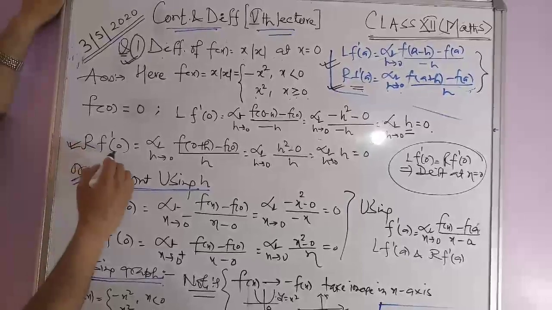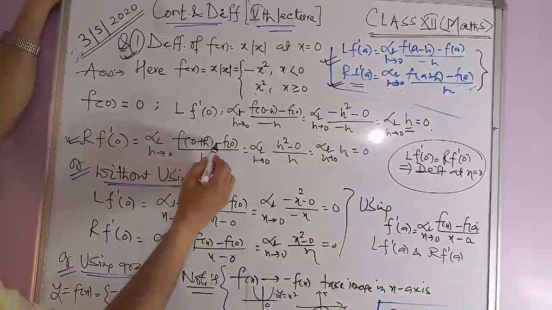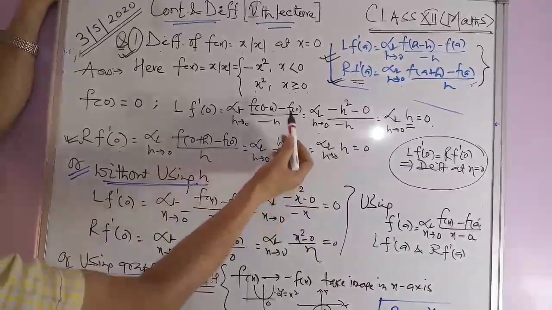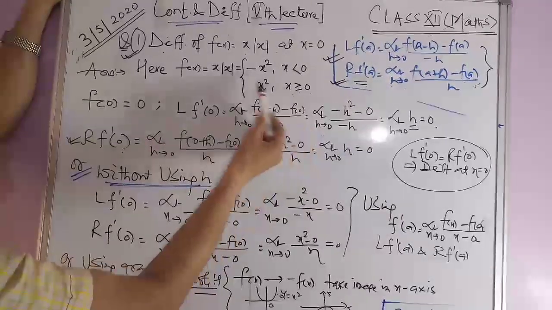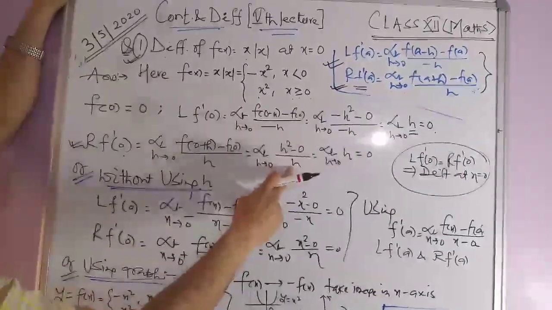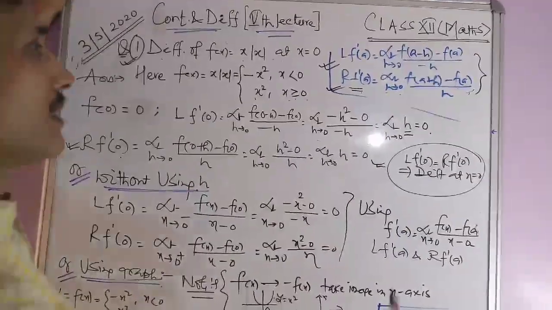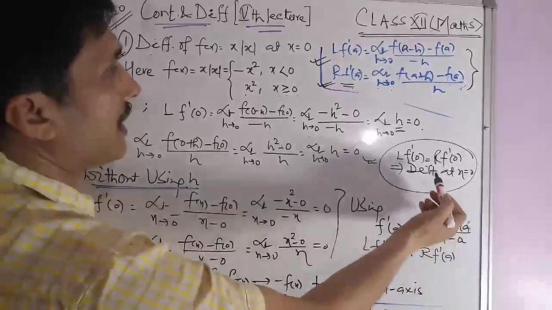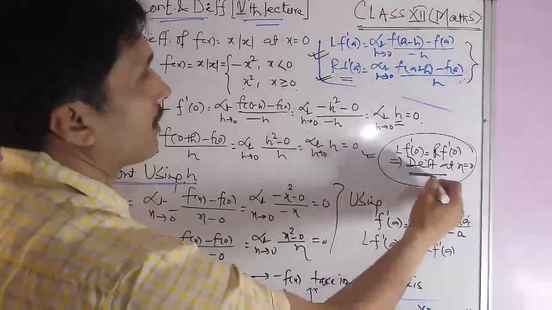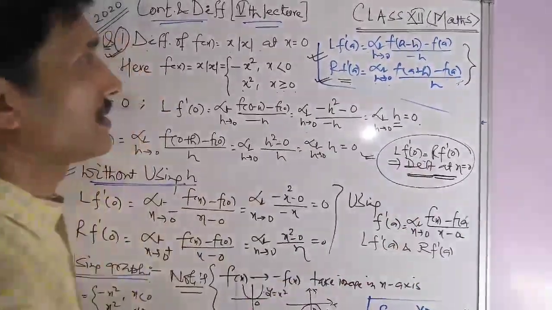Right hand derivative at 0, RF'(0), limit h tends to 0 of [f(0 + h) - f(0)] / h. Here we need f(h), the value of the function when x is positive. So f(h) equal to h square. Then (h square - 0) / h, limit h tends to 0, equals 0. Here the left hand derivative at 0 and right hand derivative at 0 are equal and a definite number, so the function is differentiable at x equal to 0.